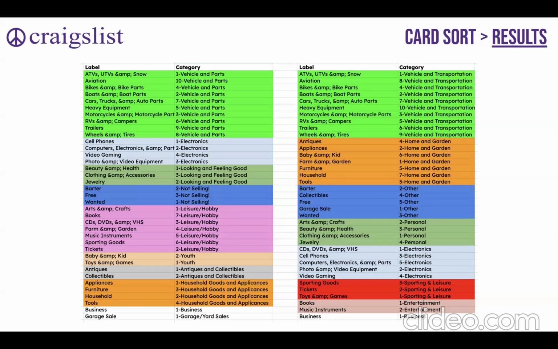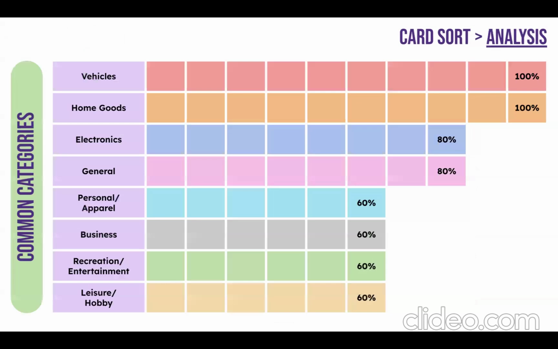Looking over all of these categories that people have made, I found these are the most common categories that people created. You have vehicles, home goods, electronics, a general section, personal/apparel, business, recreation, and hobbies. I went down the list, looking at what was the most likely to be seen in each one.